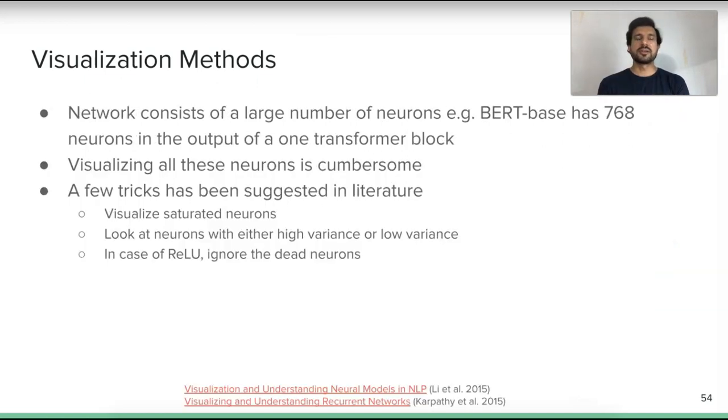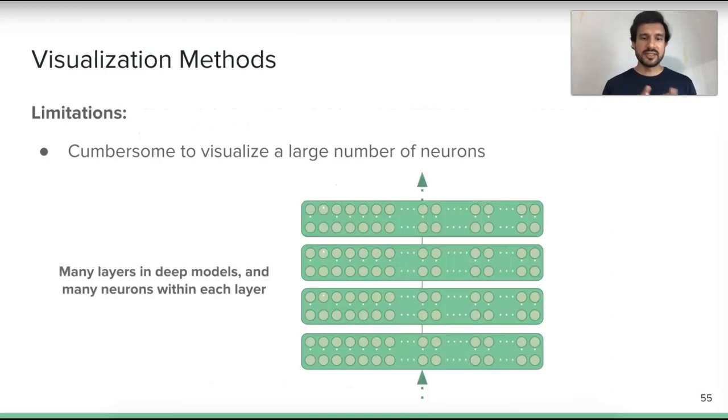Okay, since in our current models we have a lot of neurons, visualizing all these neurons is cumbersome. Researchers have found various tricks to reduce the search space by only visualizing saturated neurons, or by looking at neurons which have high variance or low variance. Or in the case of ReLU, you can ignore dead neurons. In this way, you can reduce the number of neurons you want to visualize manually. But still, this comes as a limitation, because even if you reduce the number of neurons, there are still a lot more neurons that you have to visualize, especially when we go to deeper and deeper models.